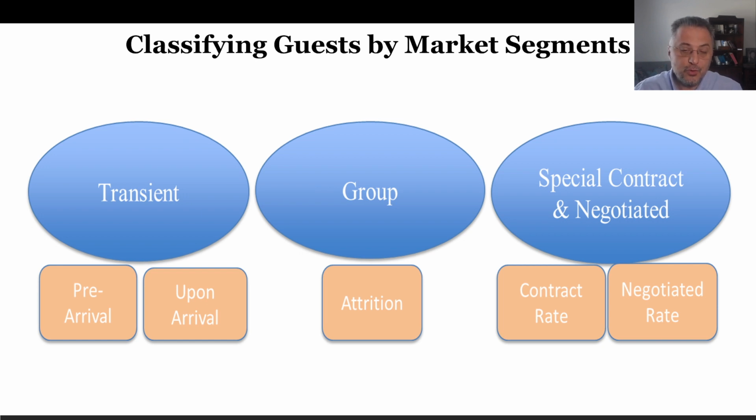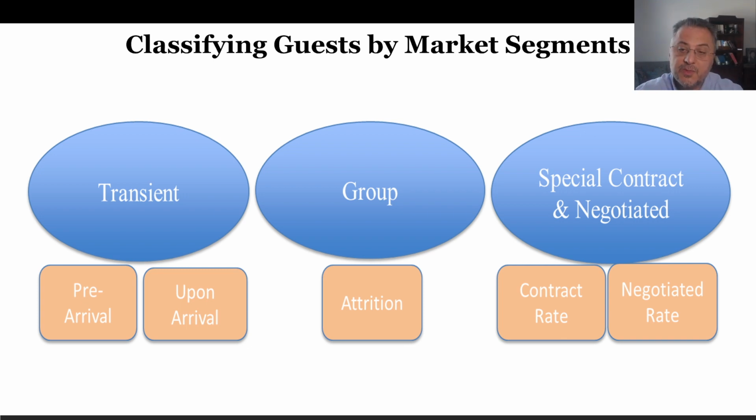And group room management is also highly affected by the buyer's negotiation tactics, like discounts, cutoff dates, etc. So you have to familiarize yourself with the different negotiation tactics and what kind of things could be in the contract.